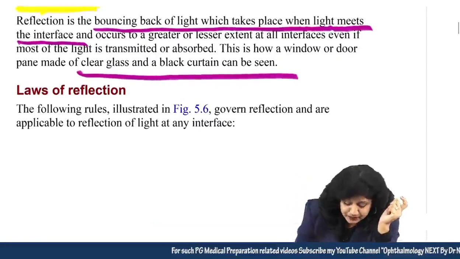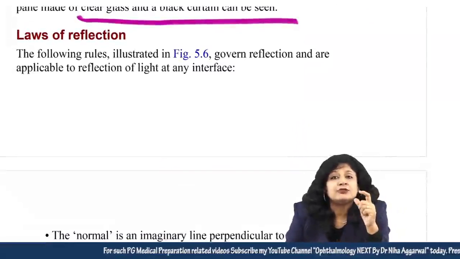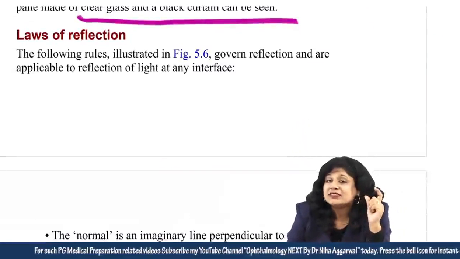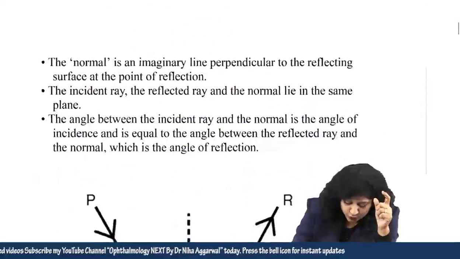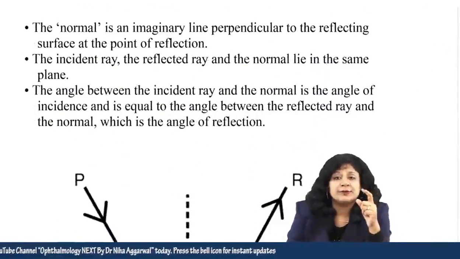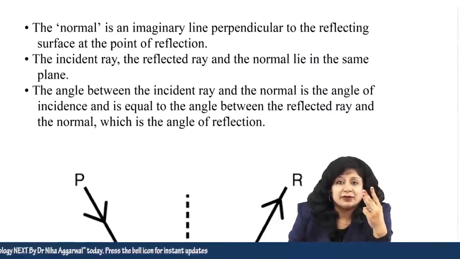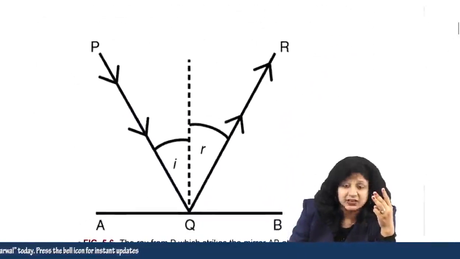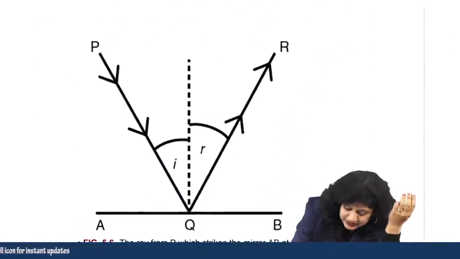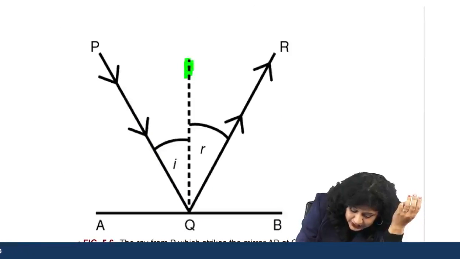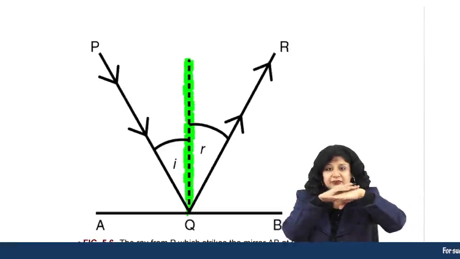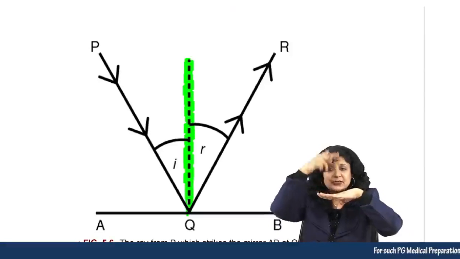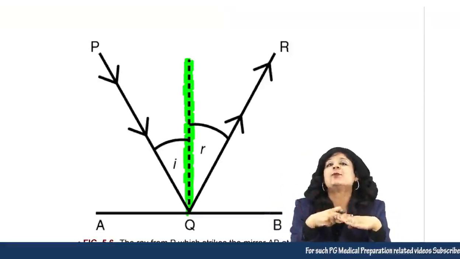All right. Now, let us talk about the laws of reflection. For studying the laws of reflection, you have to consider the following rules. What are the three rules? The first thing is a normal. If you consider this ray diagram, this is called the normal. The normal is considered to lie perpendicular to the interface. This is your point number 1.